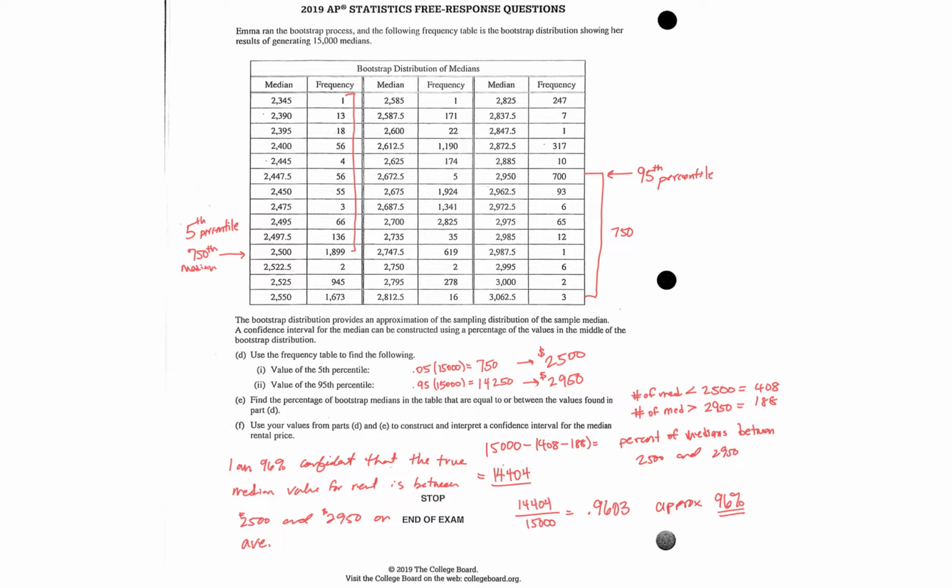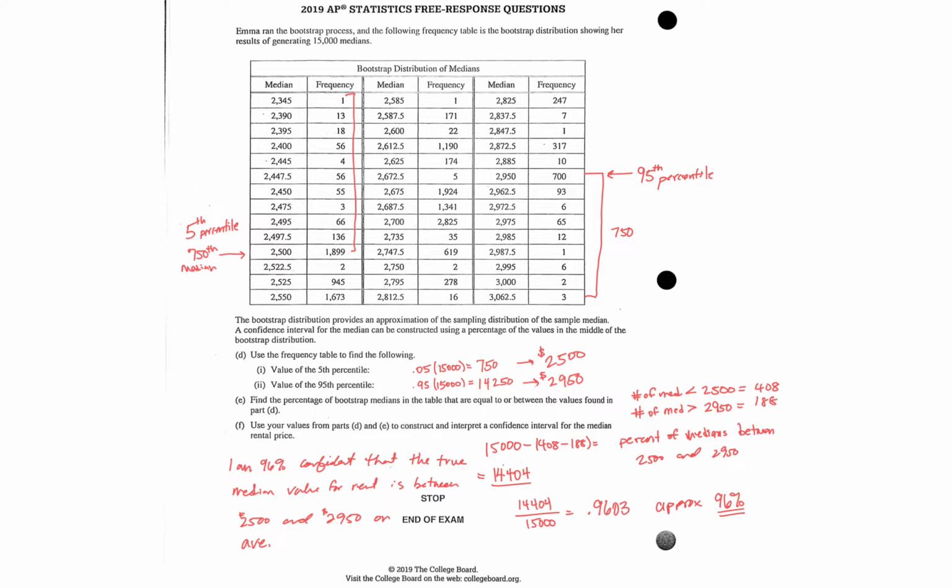So here it says you've got 15,000 medians created. And what we want to find is the value of the 5th percentile and the 95th percentile. So if I take 0.05 times 15,000, it means the 750th person and then the 14,250th person in order would represent those percentiles.